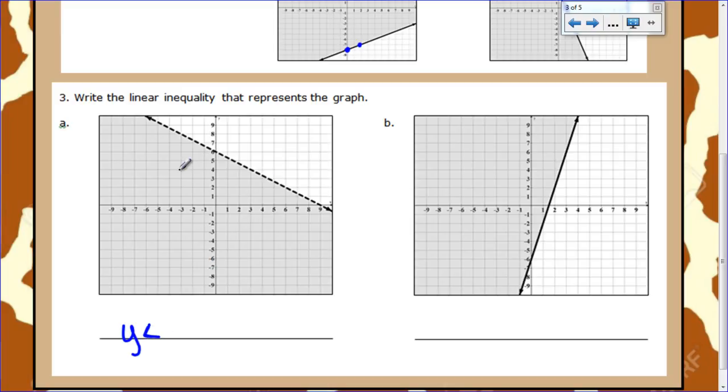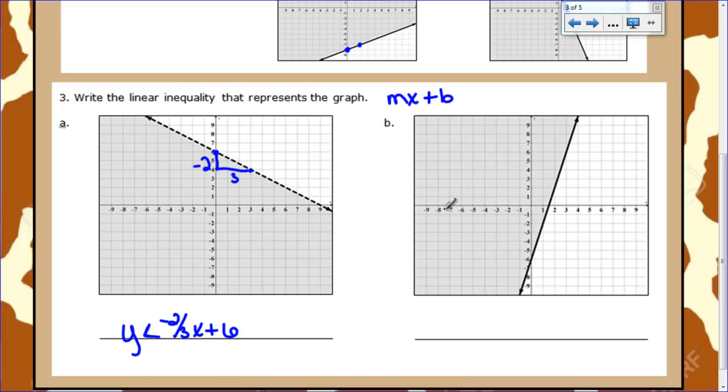Then I have to do my graph, my equation. So my y-intercept is going to be at 6, so I know it's going to end up being plus 6 at the end, because remember we're doing mx plus b. So I found my b. Now another pretty point on this graph is right here. So if I do my slope, it goes down 2 and over 3. So I have negative 2/3 x plus 6. So there's my inequality for that one.